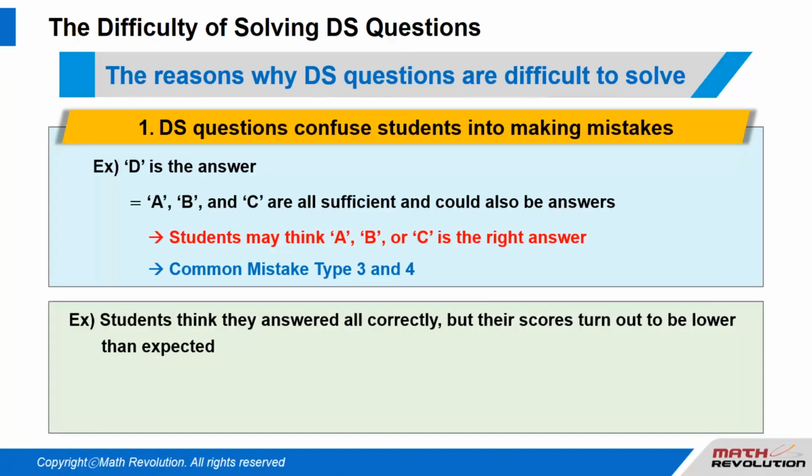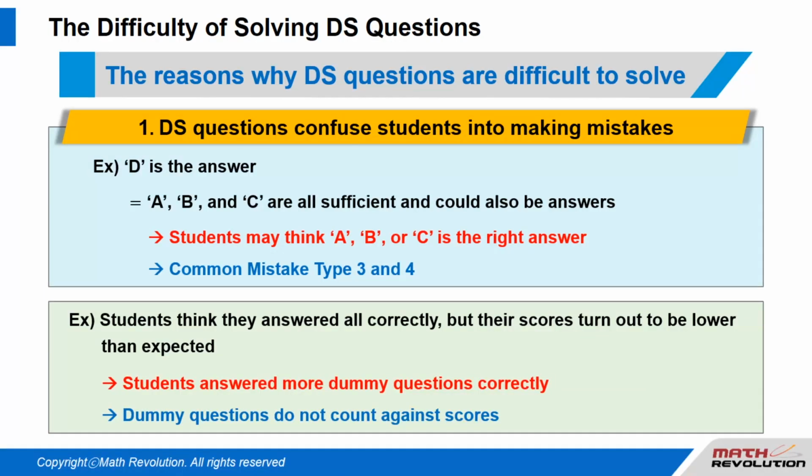Also, even when students are very confident about the GMAT, and think they have answered questions correctly, it is sometimes the case that their scores turn out to be lower than expected. Often this is because there are dummy questions that do not count against their scores, and students have answered mainly these questions correctly. You should be aware of the dummy questions as well.